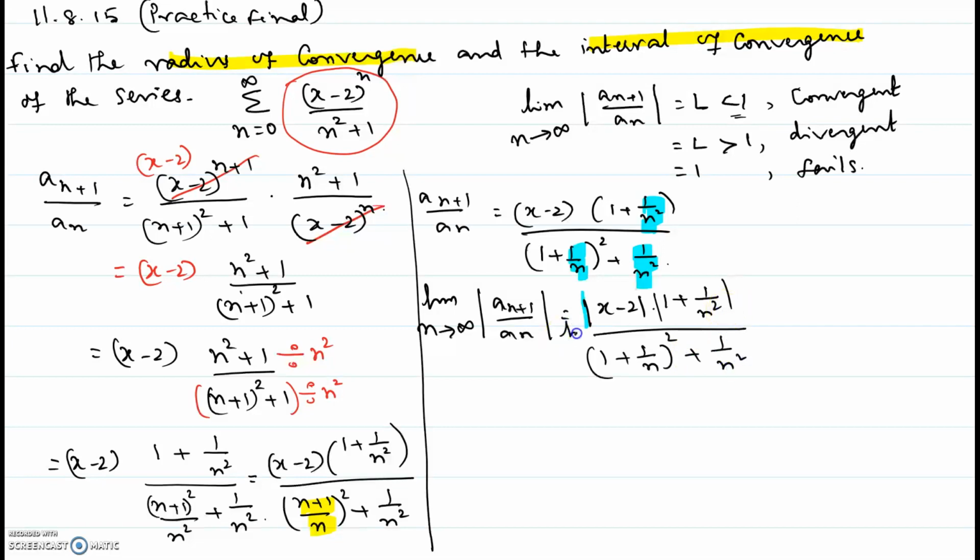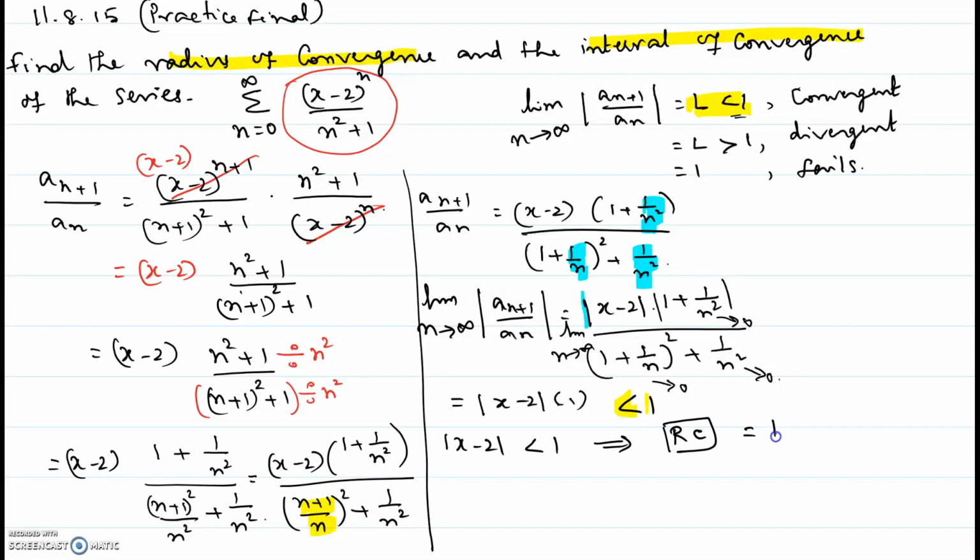All these terms in n become 0. So you are left with the absolute value of x minus 2 times 1. And according to the ratio test, that L has to be less than 1 for the series to be convergent. So we get the absolute value of x minus 2 less than 1 for the series to be convergent, which implies that the radius of convergence is equal to 1, which completes the first part of the problem.